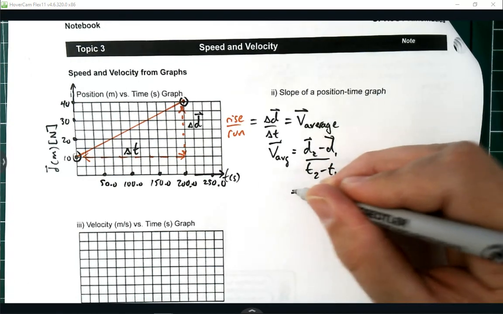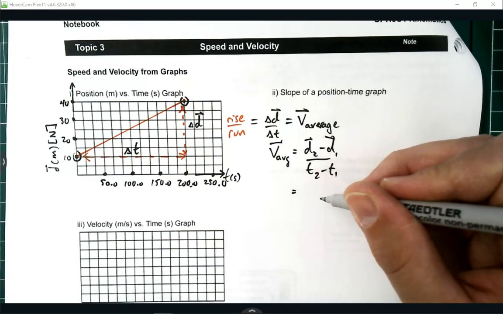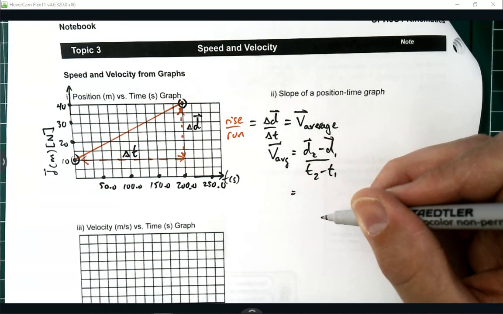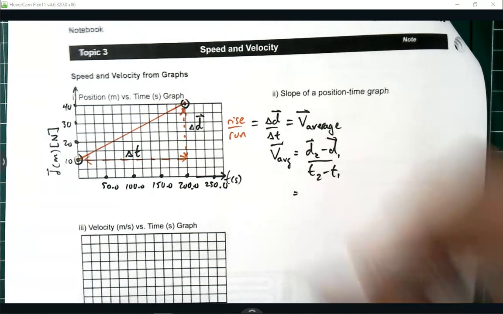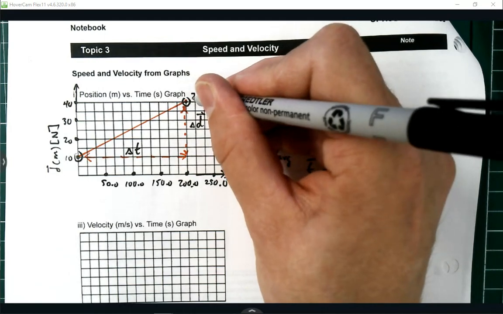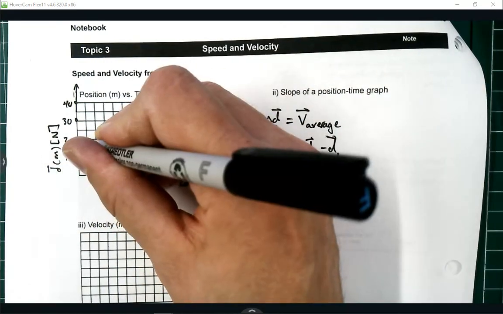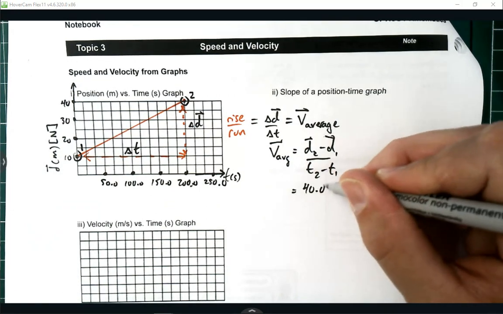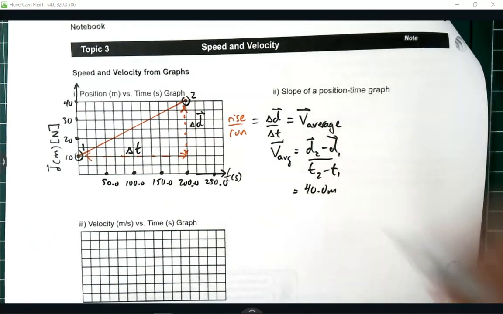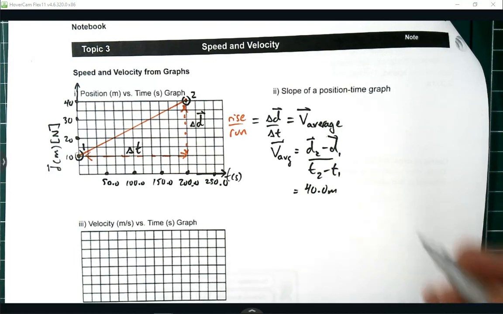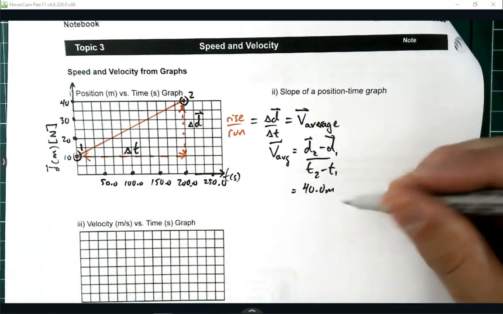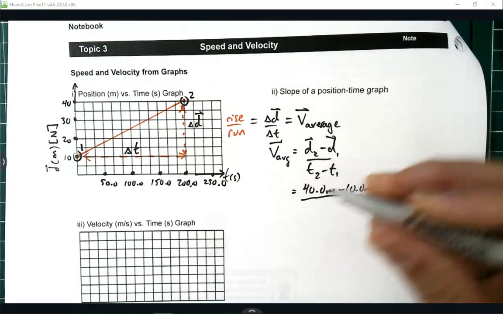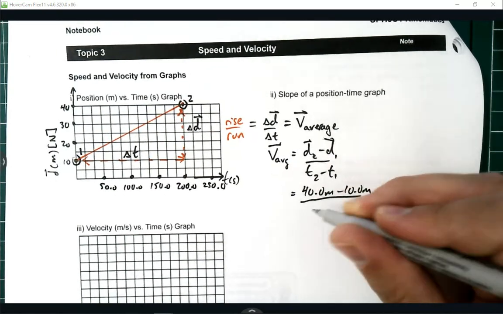We could say, okay, well, D2 was, anyway, shout it out, what's D2? 40, yeah, look. This is the second position. We always read from left to right. This is the first position. So D2 is going to be 40. D1 is going to be 10, yeah. T2 is 200, yeah.